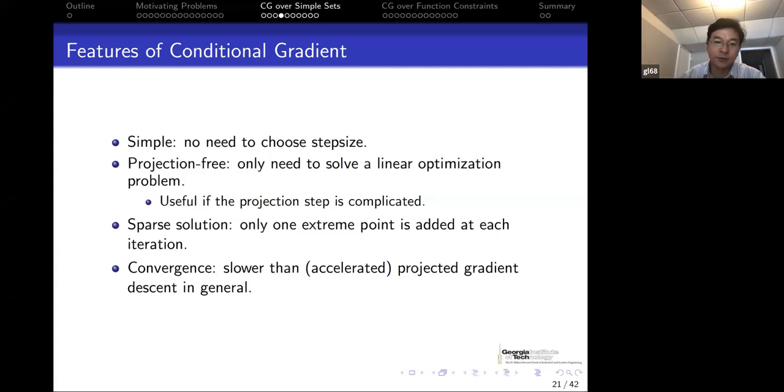Okay, so if the constraint is a simplex, then each extreme point has just one non-zero. So the number of non-zeros that you're going to have in the solution will be less than or equal to the total number of iterations you have. Okay, but the convergence of this algorithm.